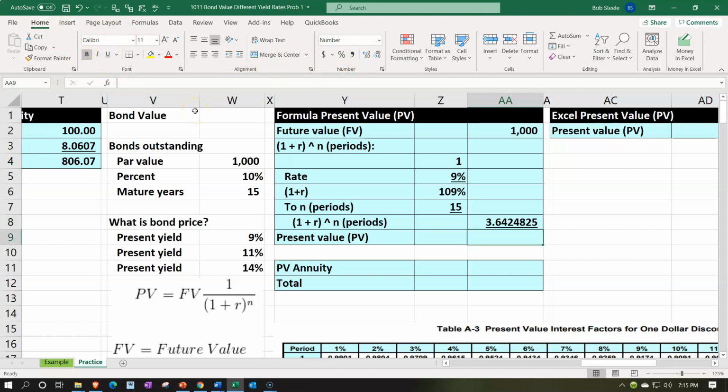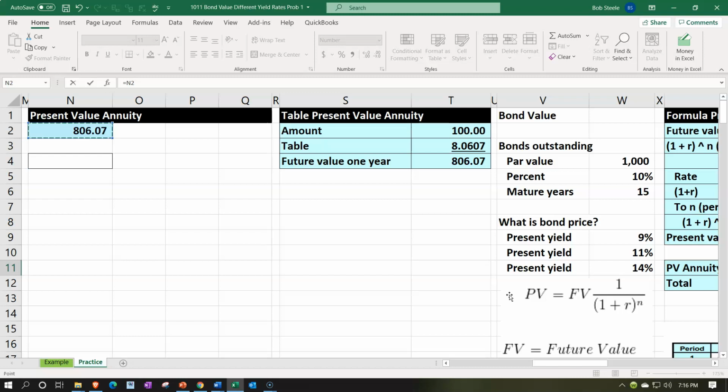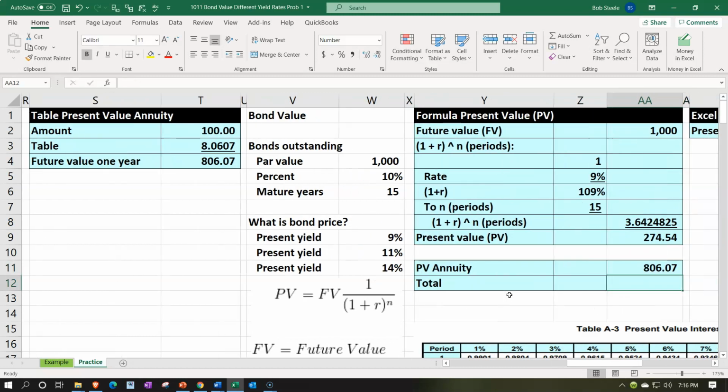And so then we're going to divide this last column, because that's the numerator over the denominator, adding a couple decimals, Home tab, Numbers, a couple decimals. So that $1,000 payment we're going to get at the end of 15 years is going to be equivalent in present value at the market rate of 9% to $274.54. Now, if we add the result we got last time, present value of the annuity, which is the 806.07, plus what we just did right there, present value of the 1, we get the 1,080.61, which once again is kind of the price of the bond.